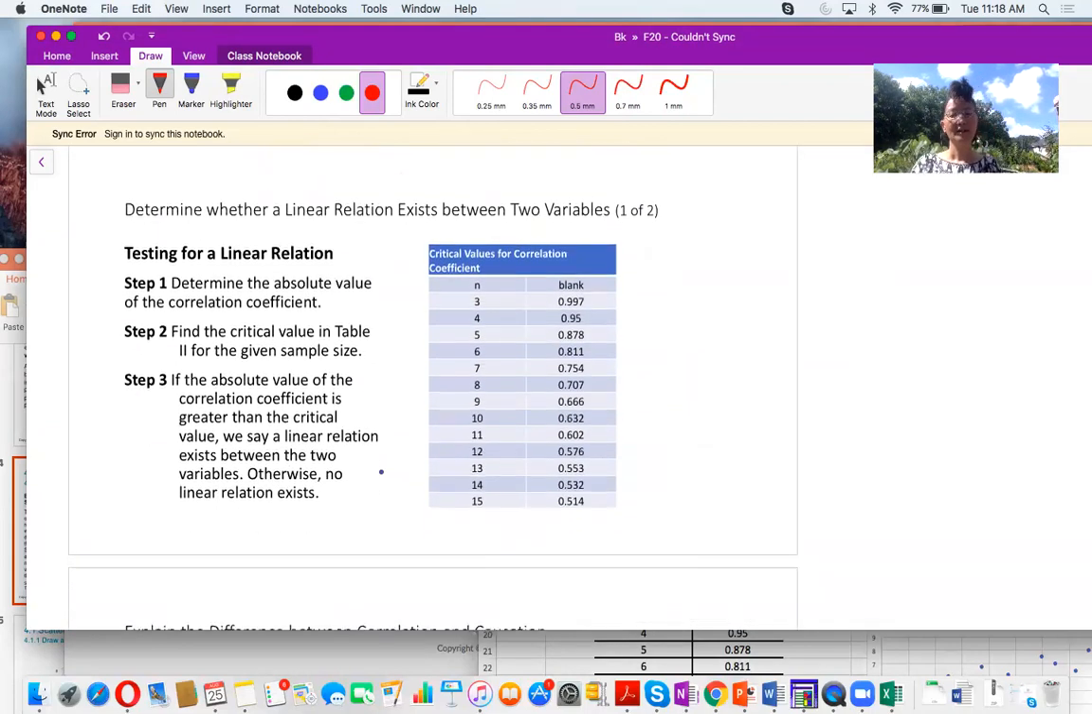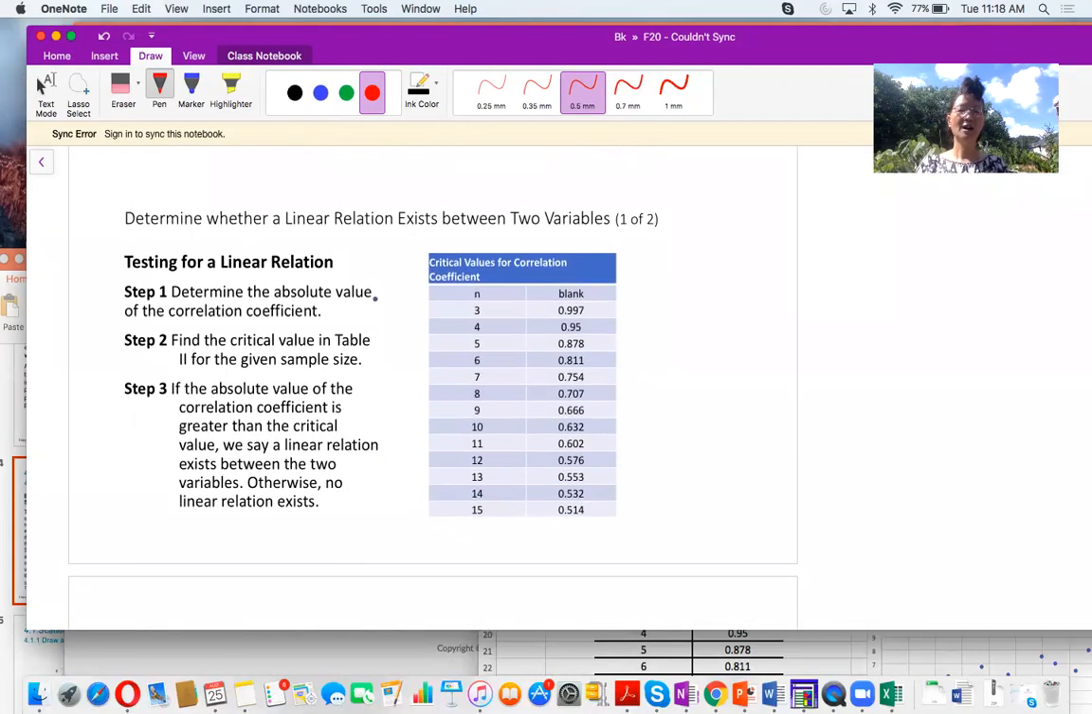So next, let's ask our question. How do you know whether a linear relationship exists between two variables without using a scatter graph? How do you know without a graph? Just giving you the data, okay? And you go through the 3 steps. Step 1, you figure out the absolute value of the correlation coefficient.